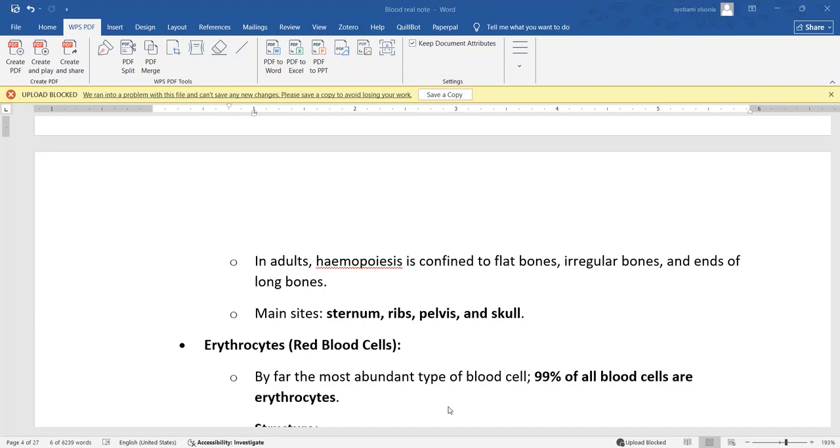You keep reading them. So now in adults, hemopoiesis, which is the process of blood formation, is confined to flat bones, irregular bones, and ends of long bones. So what is the other name for the ends of long bones? Anybody? What is the other name for the ends of long bones?